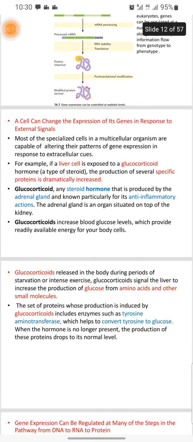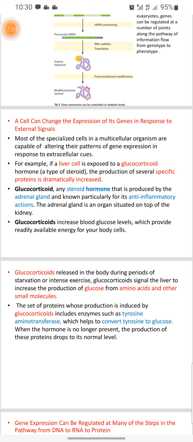A cell can change the expression of genes in response to external signals. If there are external signals, the response may be affected. Most of the specialized cells in multicellular organisms are capable of altering their patterns of gene expression in response to extracellular cues. If there are extracellular cues, the gene expression or gene regulation may be affected. For example, if a liver cell is exposed to glucocorticoid hormone, that is a steroid hormone, the production of several specific proteins is dramatically increased. If these levels increase, the protein production may rise.